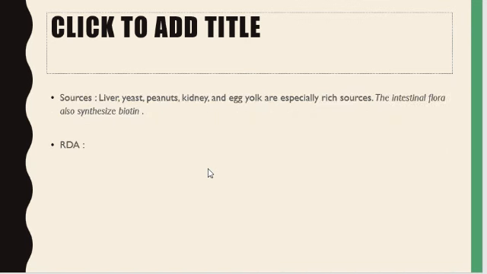Sources: it is widely distributed in various foodstuffs, but important and rich sources of vitamin B7 are the liver, yeast, peanut, kidney, and egg yolk. Also, the intestinal microflora synthesize vitamin B7. RDA: 30 to 100 microgram per day is required.